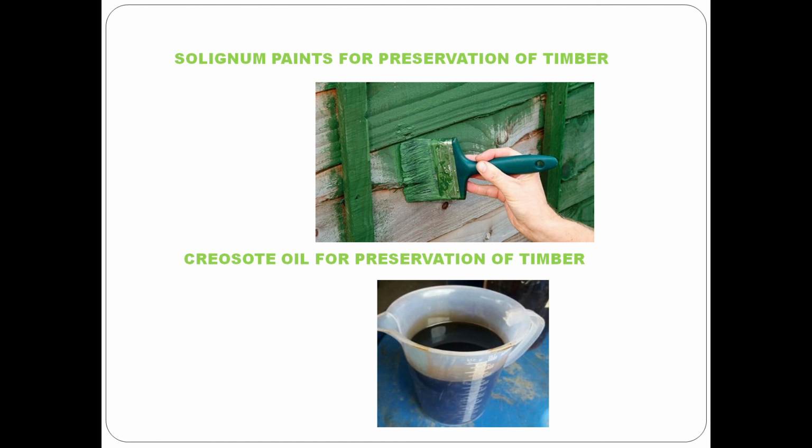Creosote oil for preservation of timber. Creosote oil is prepared by the distillation of tar. It is black or brown in color. It has an unpleasant smell. It is applied in a special manner. Firstly, the timber is well seasoned and dried. Then it is placed in an air-tight chamber and the air inside is pumped out. Finally, creosote oil is pumped into the chamber with the help of pressure of about 1 Newton per millimeter square at a temperature of 50 degrees centigrade.